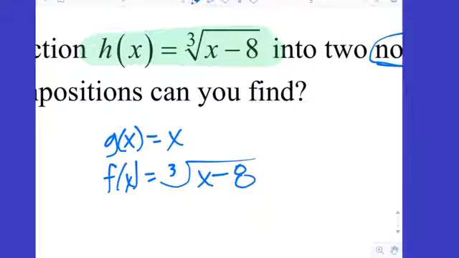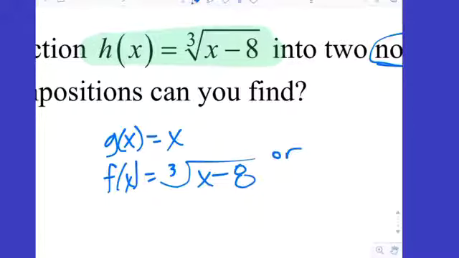Now, when you compose it, f of g, that means you're going to take this x right here and replace it with x. That's trivial, okay? Because that's easy. You're not really replacing anything. So that would be the first trivial one.